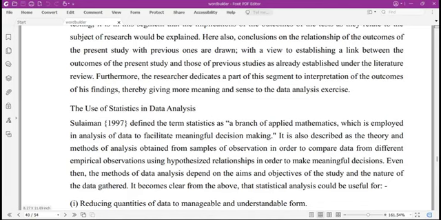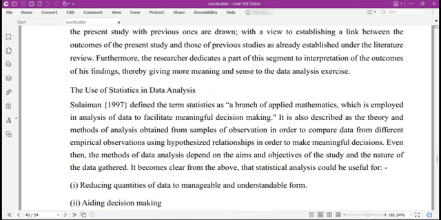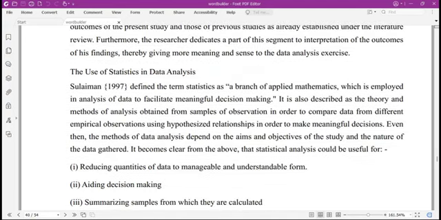Even then, the methods of data analysis depend on the aims and objectives of the study and the nature of the data gathered. It becomes clear from the above that statistical analysis could be useful for reducing quantities of data to manageable and understandable form. Now, when you analyze your work, it reduces the quantities to manageable and understandable form.